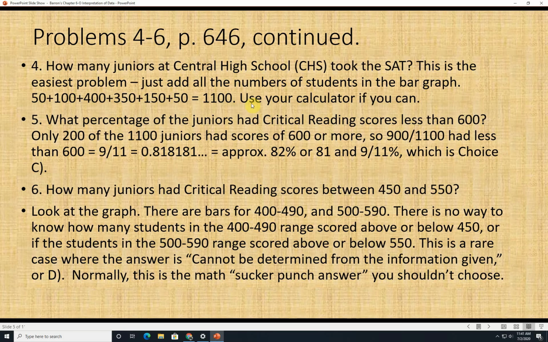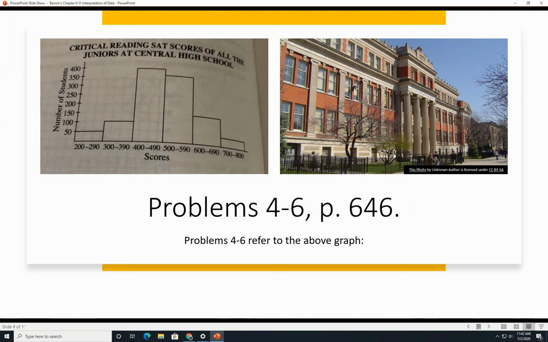All right. Definitely use your calculator if you can, all silliness aside, because you don't want to get dinged for making an arithmetic error. What percentage of the juniors had critical reading scores less than 600? Okay, this one's actually easy enough to do in your head, because once you've got the 1100 from before, you know that, oh, okay, well, it's 150 plus 50, so only 200 out of the 1100 scored above 600, so that means 1100 minus 200, or 900, scored below 600.